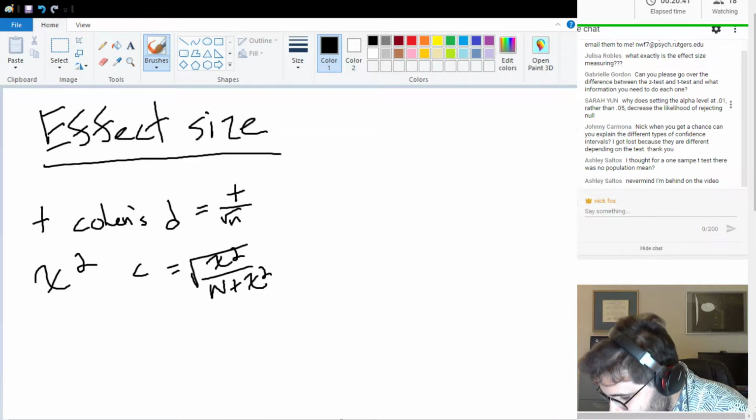Chapter 8 or Chapter 10. See, even after many years of doing this, you still have to double check once in a while. Power. Effect size.